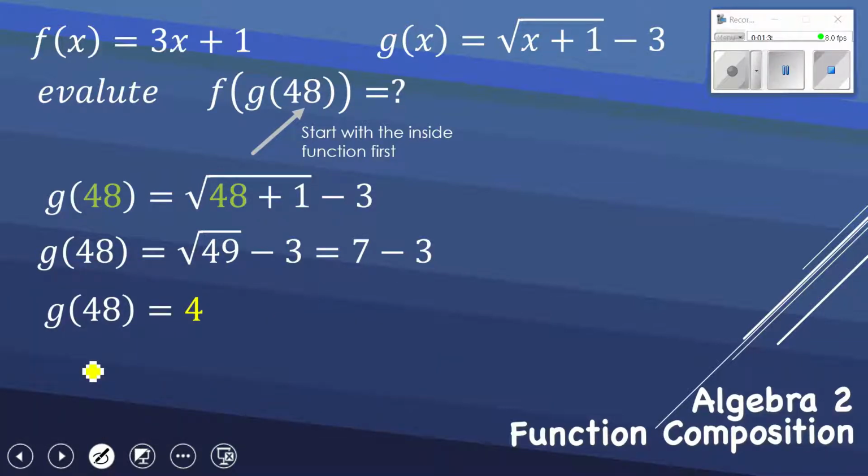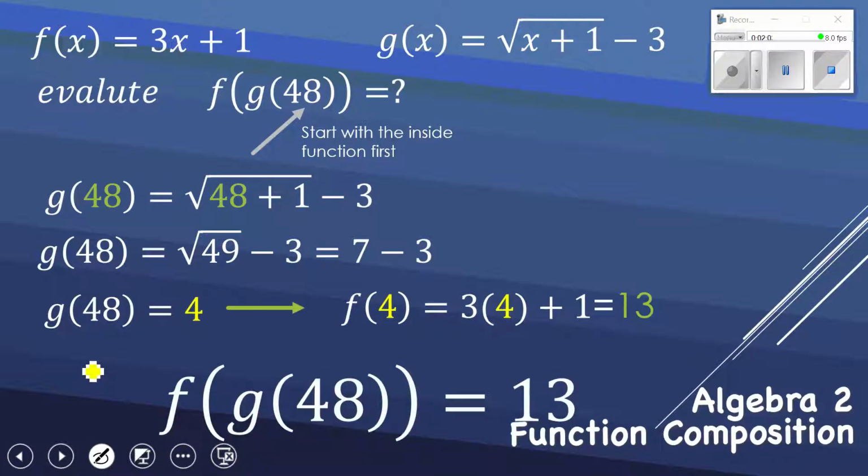Okay, next up, now that we have g of 48 equals 4, we go to the second layer, which of course is the function f. And we're going to take that 4, and that output for g becomes our input for f. So f of 4 is what we're looking for. And of course, that's a nice linear function. 3 times 4 plus 1 equals 13. And finally, we say f of g of 48 equals 13.